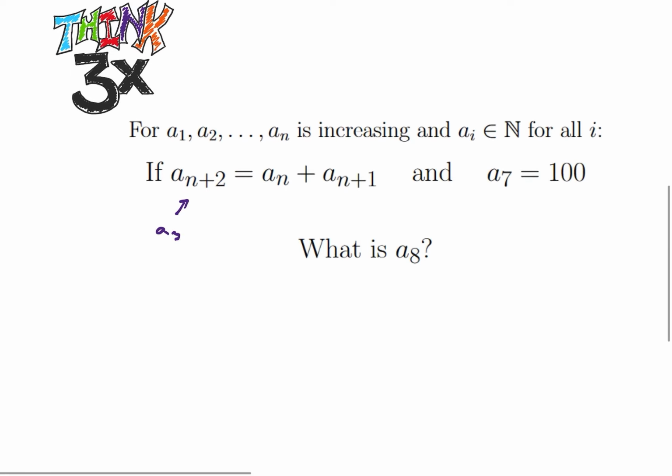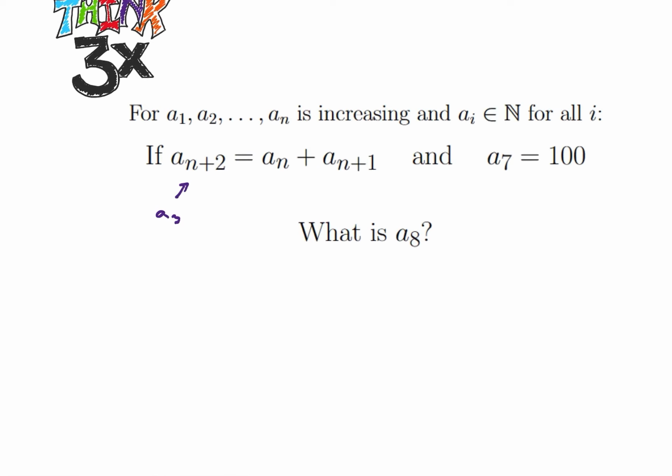So as I said, this is going to start at a sub 3. So if I look at the term a sub 3, I can see that's going to equal a sub 1 plus a sub 2. If I look at the term a sub 4, that's going to equal a sub 3 plus a sub 2, which is going to be equal to a sub 3, which was a sub 1 plus a sub 2, plus a sub 2, which is going to give us a sub 1 plus 2 a sub 2.